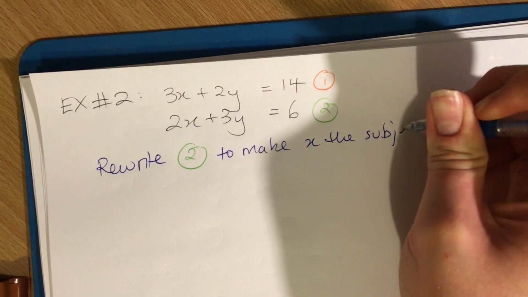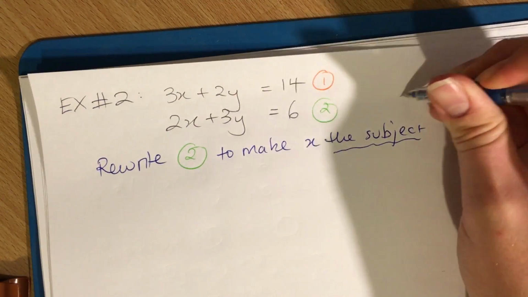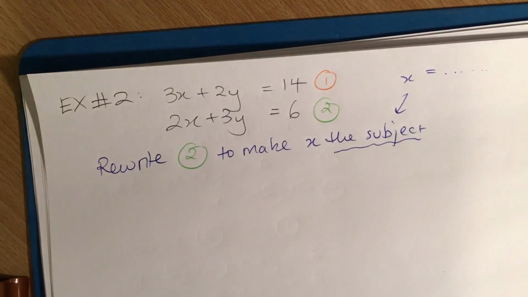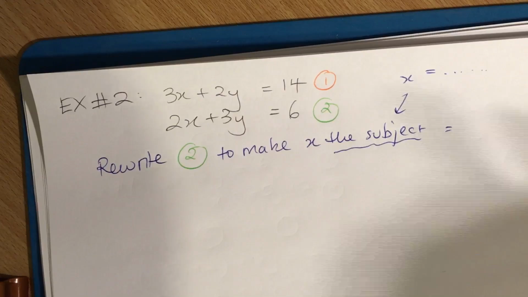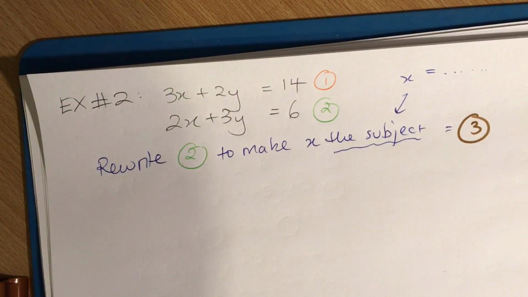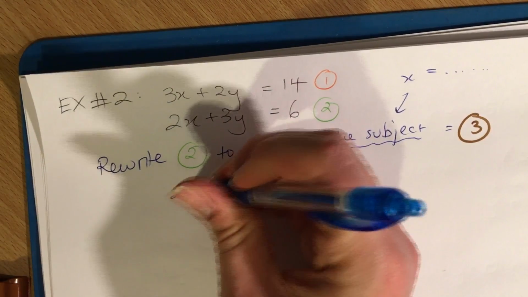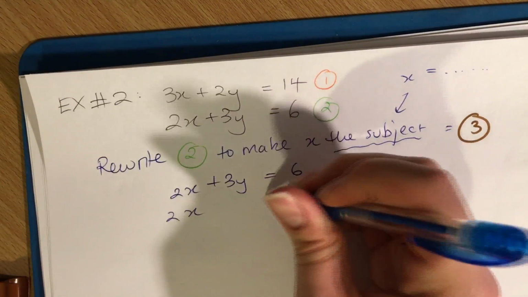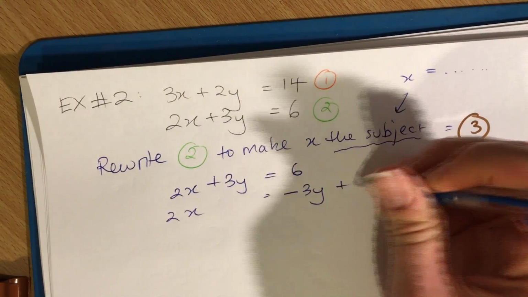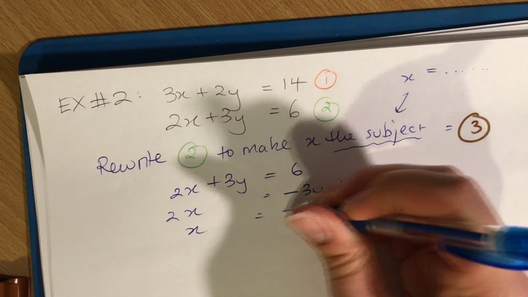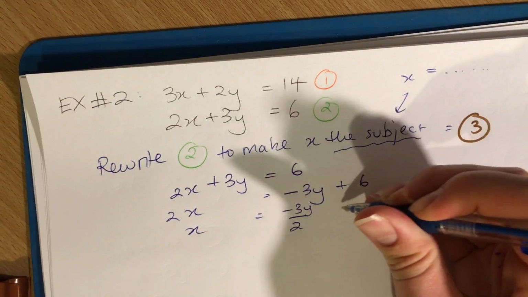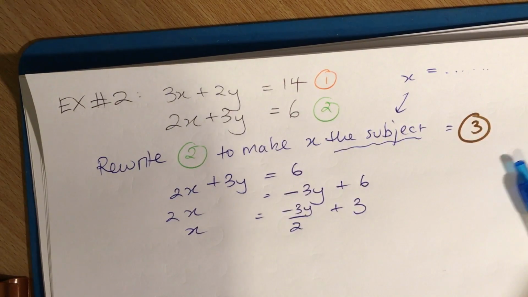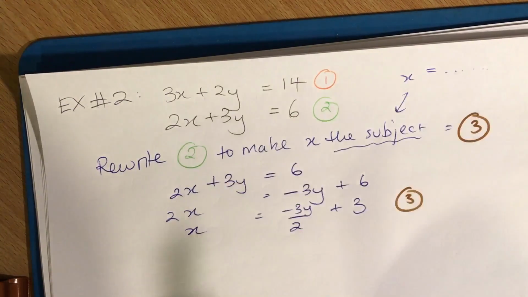And that just means making x the subject. If you ever see the phrase "the subject," that means it's x equals blah, blah, blah. That's what the subject means. I'm going to label this equation 3. So 2x plus 3y is equal to 6. 2x is equal to negative 3y plus 6. x is equal to negative 3 on 2y plus 3. And this is going to be equation 3.